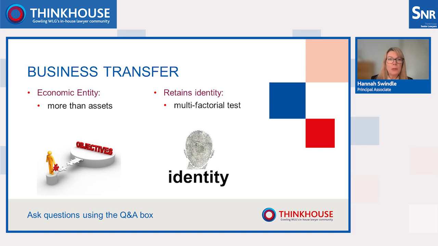For TUPE to apply, that undertaking or economic entity has to keep its identity after the transfer for TUPE to apply. The test that's used to work this out is often called the going concern test. All relevant factors need to be looked at, including what has actually transferred. So that might include the goodwill of the business and what's included in terms of the assets. And as I've mentioned, the transfer of certain assets is going to carry more weight and be more important for different types of businesses.